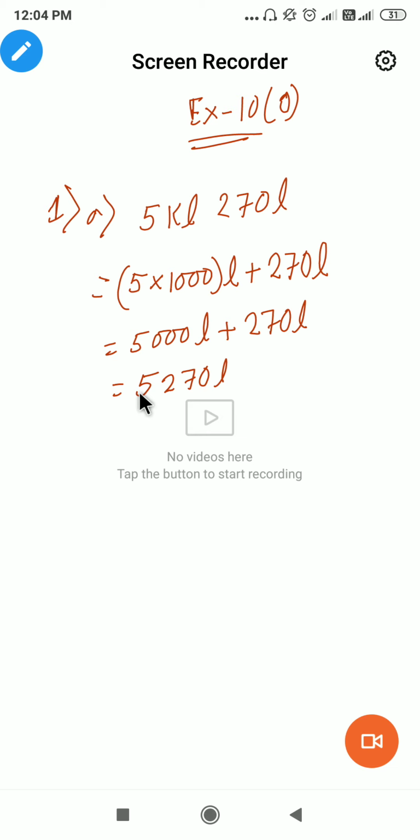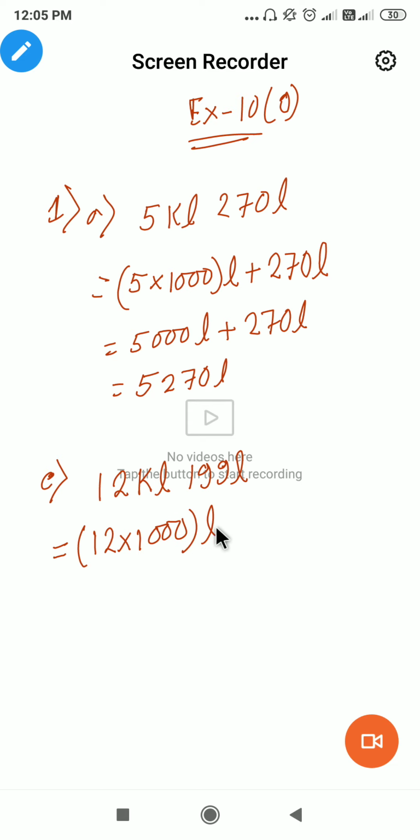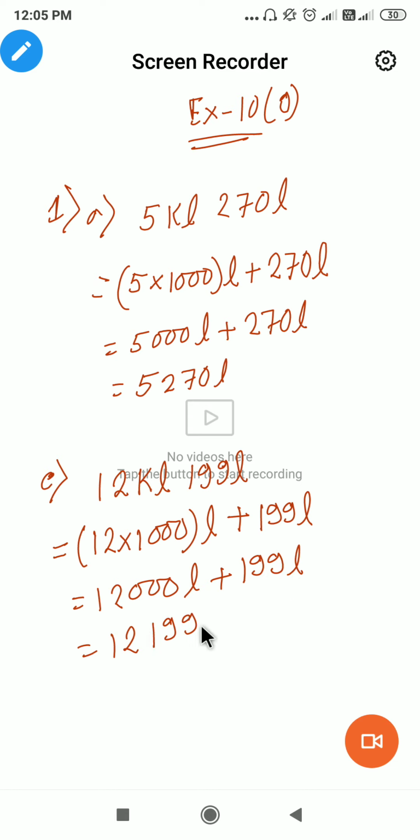Now go to the next one, question number C. In question C is given 12 kiloliter and 199 liter. So go to the same procedure. First we have to convert this 12 kiloliter to liter. How to convert to liter? Multiply with 1000. So this will convert it to liter. And what to do with this 199 liter? You have to add it to the previous one. So this will be 12,000 liter and this is 199 liter. So this is fully converted to liter.